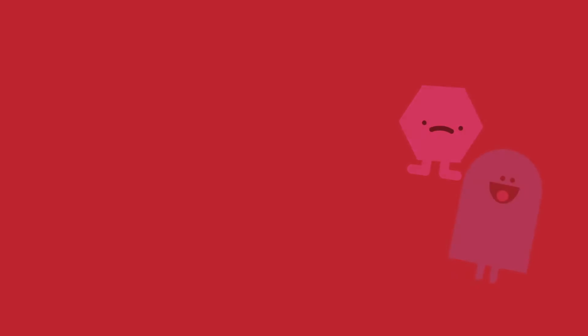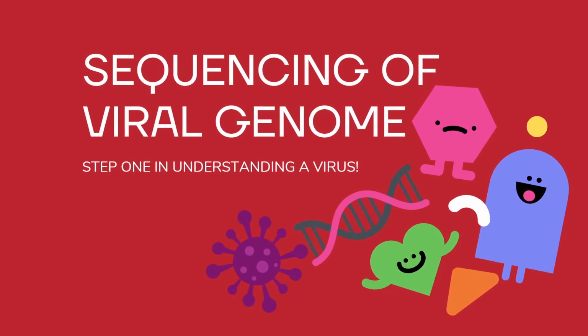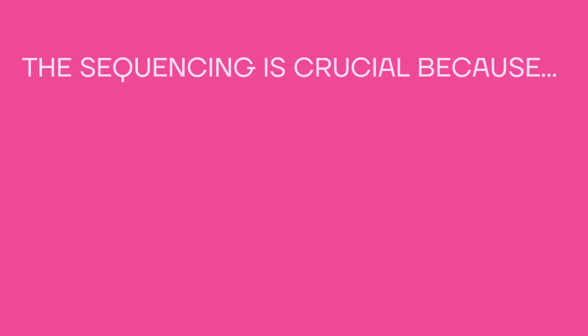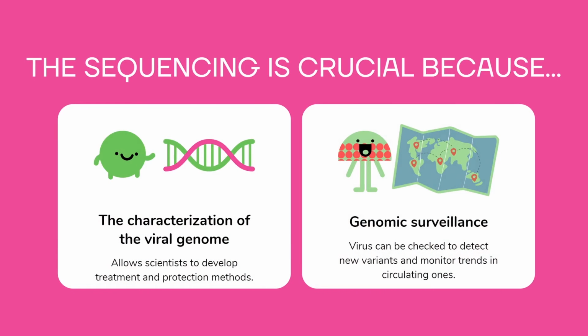One of the first things scientists did at the beginning of the coronavirus pandemic was the sequencing of the SARS-CoV-2 viral genome. This sequencing is crucial because it facilitates the characterization of the virus, which then allows scientists to infer treatment for those infected and protection in the form of vaccines to protect those at risk.